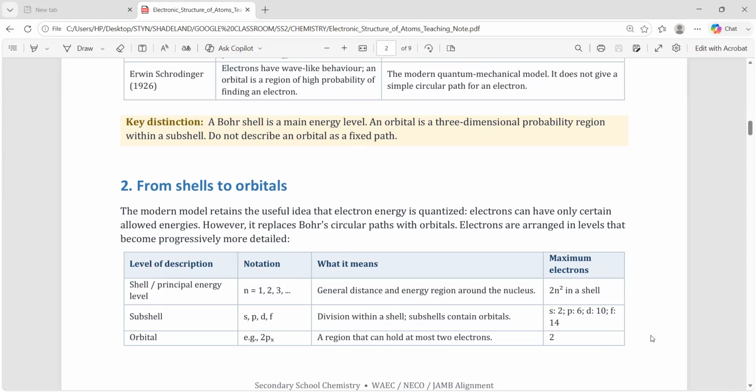However, it replaces Bohr's circular path with orbitals. Instead of those shells, we now have what we call orbitals, and we are going to understand what orbitals are today. Electrons are arranged in levels that become progressively more detailed.